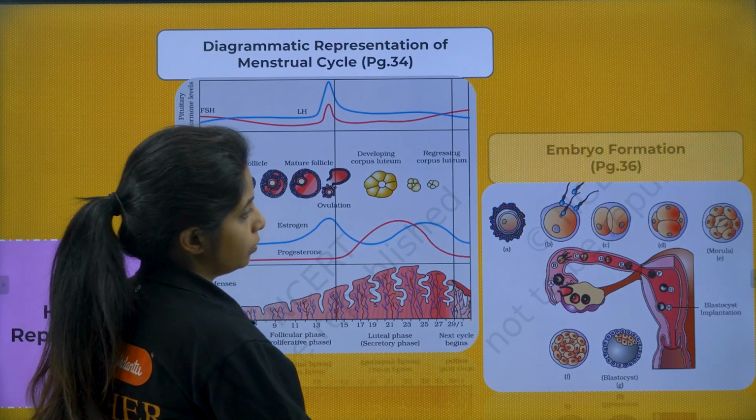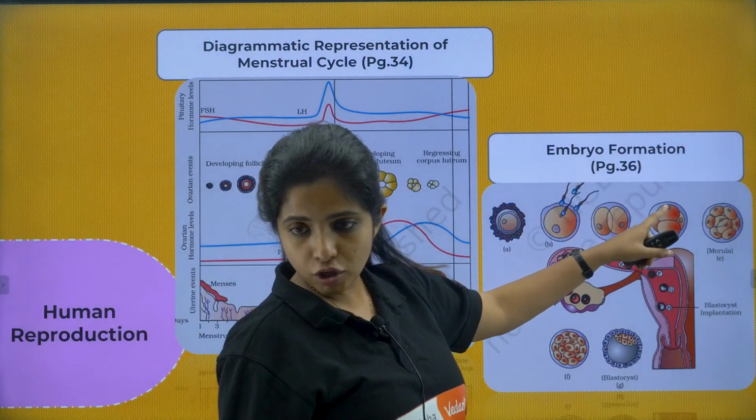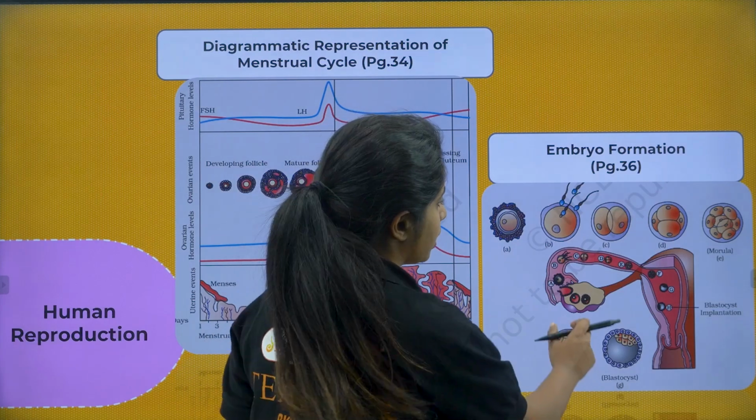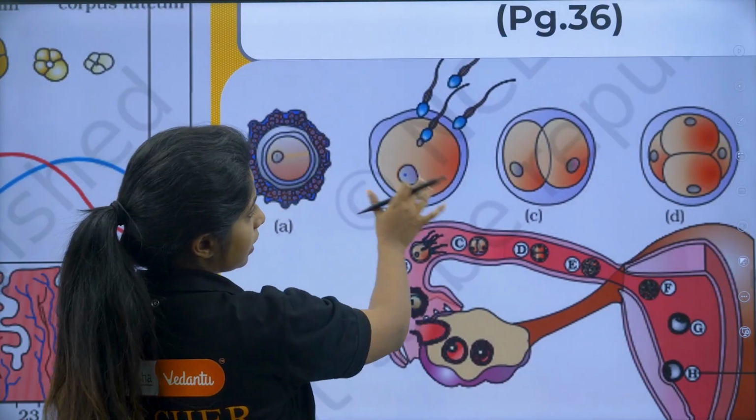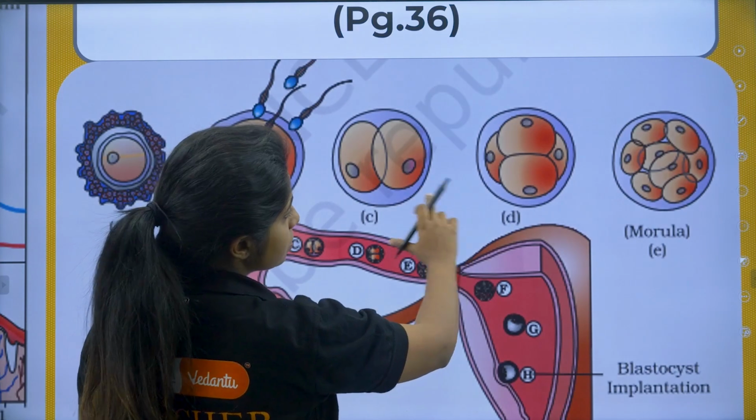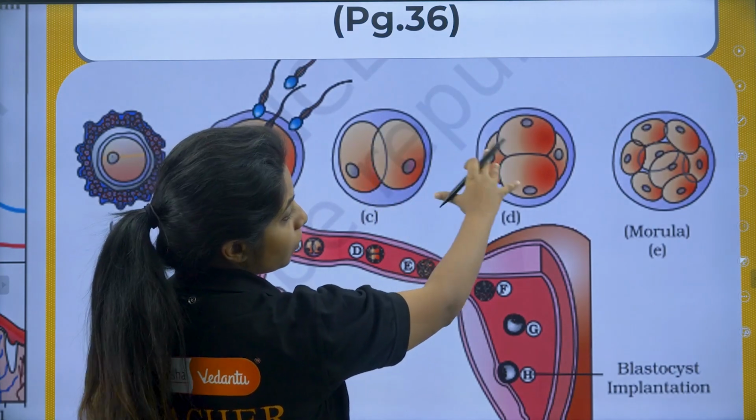Cool. Now up over here, embryo formation. If you see embryo formation, they have given different diagrams. They have named also. So first the egg comes and fuses, and now you get this. The zygote is dividing, forming an embryo.